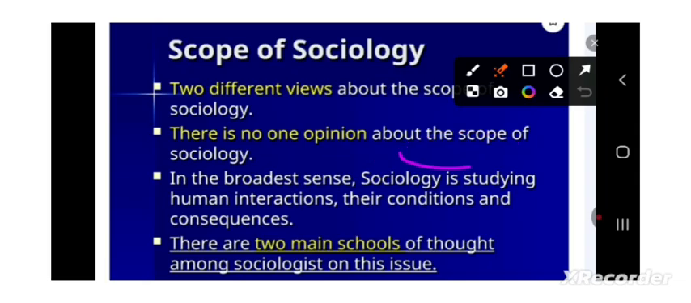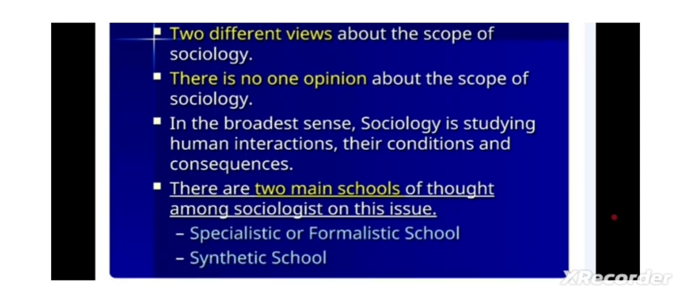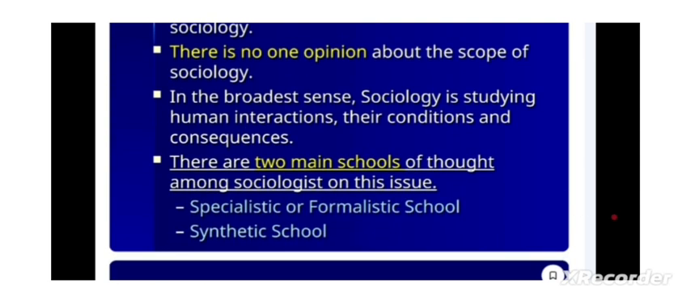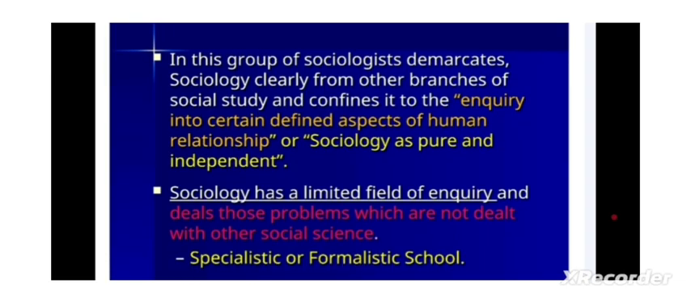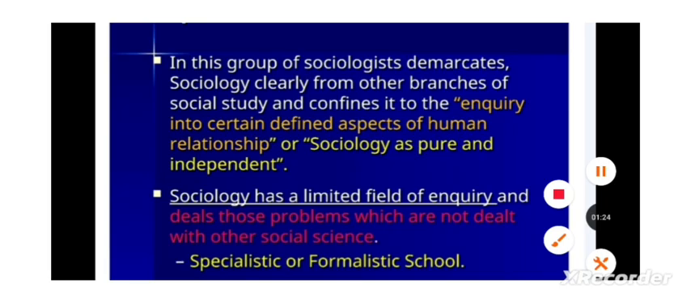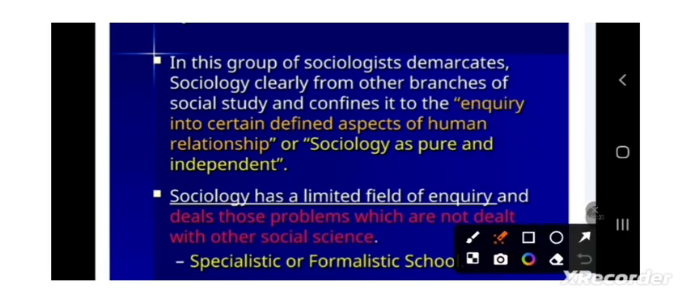There is no single opinion about the scope of sociology. In the broadest sense, sociology studies human interaction, its conditions and consequences. There are two main schools of thought among sociologists on this issue: the specialistic or formalistic school and the synthetic school. In the specialistic or formalistic school, sociologists demarcate sociology clearly from other branches of social study and confine it to the inquiry into certain defined aspects of human relationship, treating sociology as pure and independent.